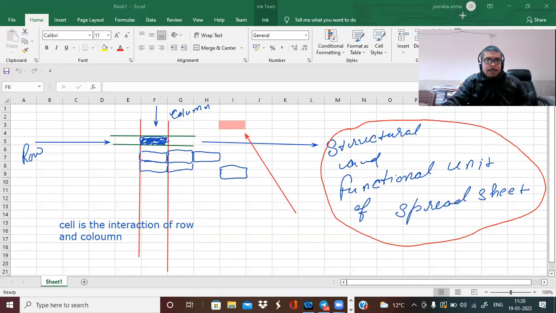Row 3 and 4 and column. Row 3 and 4. My God, what are you saying? Aditi, unmute yourself, start your video. Sir, that cell is made up of column I and row 3.